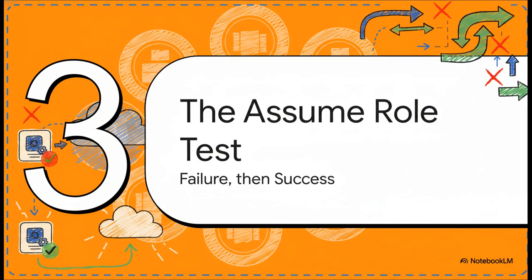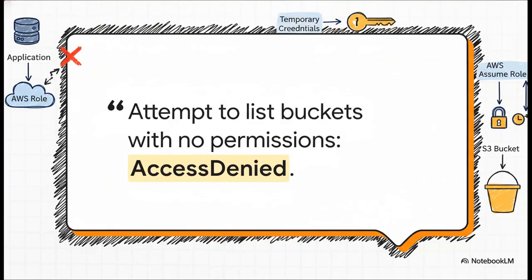All right, all the pieces are on the board. We've got our user, our policy, and our role. Now it's time to put our setup to the test. We're going to see the security model work exactly as designed, which means, first, we actually have to see it fail. So what happens if our application, using just its initial user credentials, tries to list the S3 buckets directly?